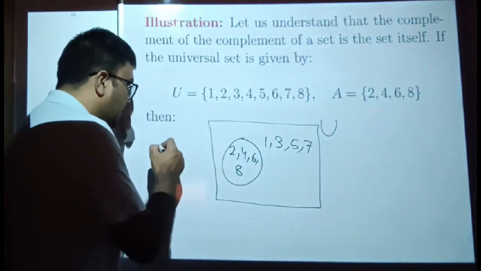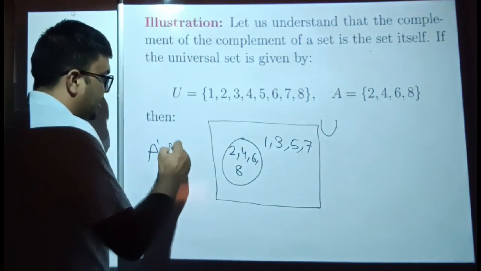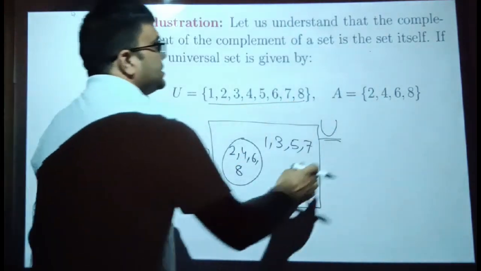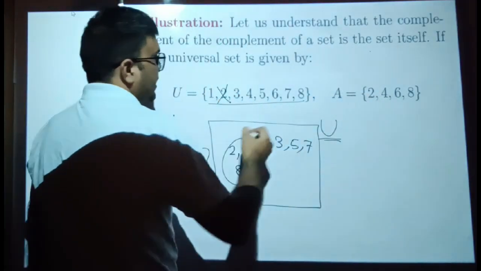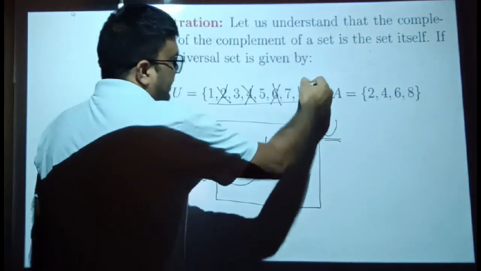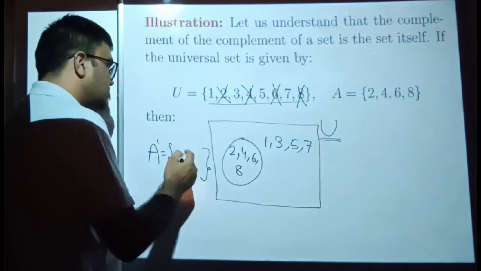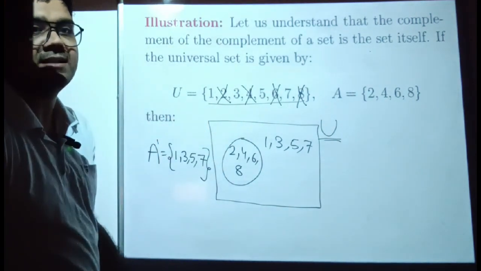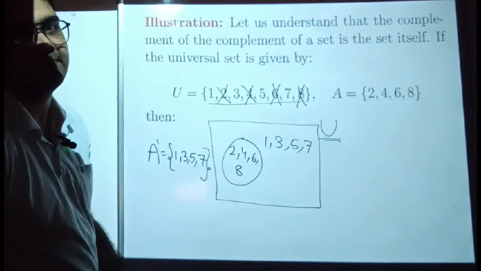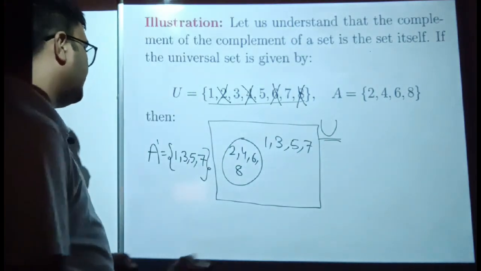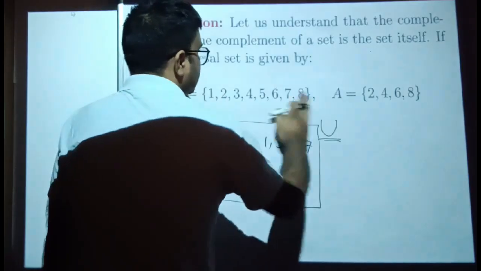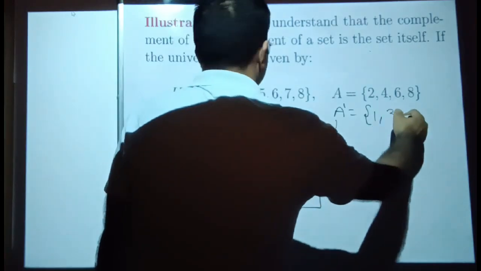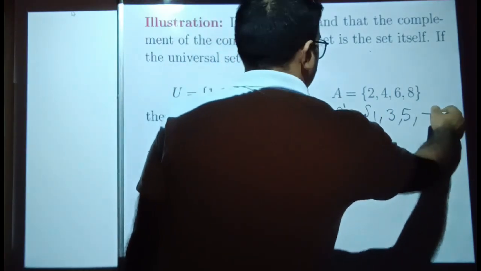What are the elements of A complement? We are talking about those elements of U which are not elements of A. 2 is an element of A, 4 is an element of A, 6 is an element of A, 8 is an element of A. The remaining elements of U, 1, 3, 5, 7, form the set A complement. This is the set U, this is A, and A complement has the elements 1, 3, 5 and 7.